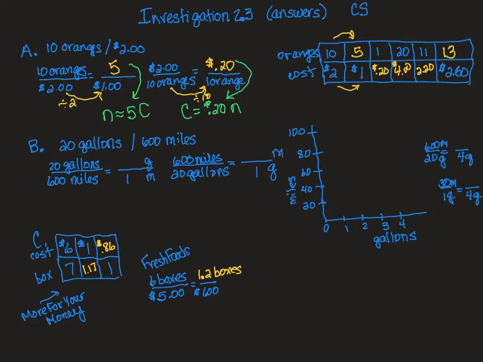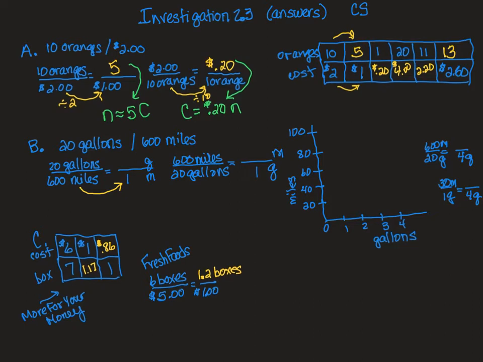Okay, so this is like real time, right? You're seeing all my mess ups. Okay, so I'm looking at gallons per mile and miles per gallon, and I'm saying if I go from 600 miles to 1, I'm going to have to divide by 600, which means I'm going to divide the top by 600.